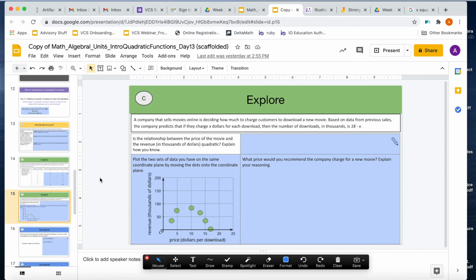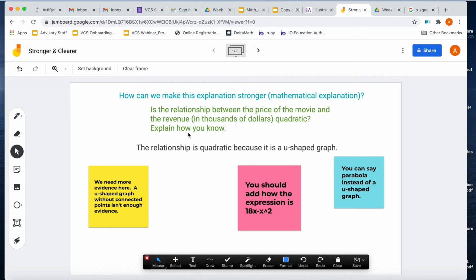So then the next day when you come back together, one platform you can use is Jamboard. You can have students work on it, and the question is, how can we make this explanation stronger?